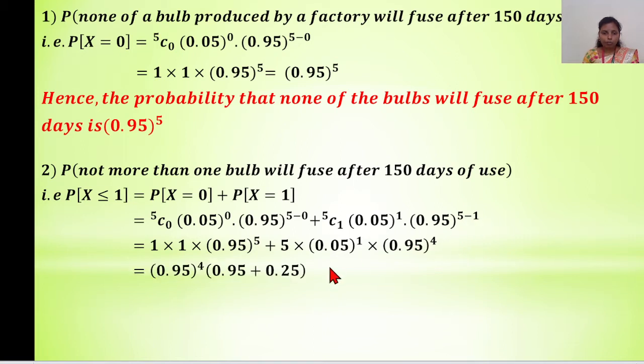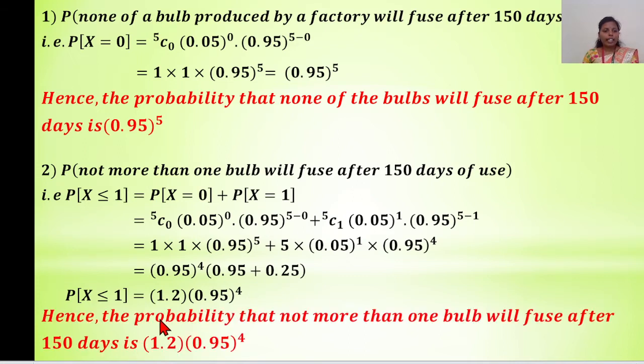5 minus 1 means 4. Then in the two terms, 0.95 is common. We can take this term as common, 0.95 raised to 4. Then the remaining terms in the bracket are 0.95 plus 0.25. By solving this, the addition of these two terms is 1.2. Then we get the probability of x less than or equal to 1 is equal to 1.2 into 0.95 raised to 4. Hence, the probability that not more than one bulb will fuse after 150 days is 1.2 into 0.95 raised to 4.